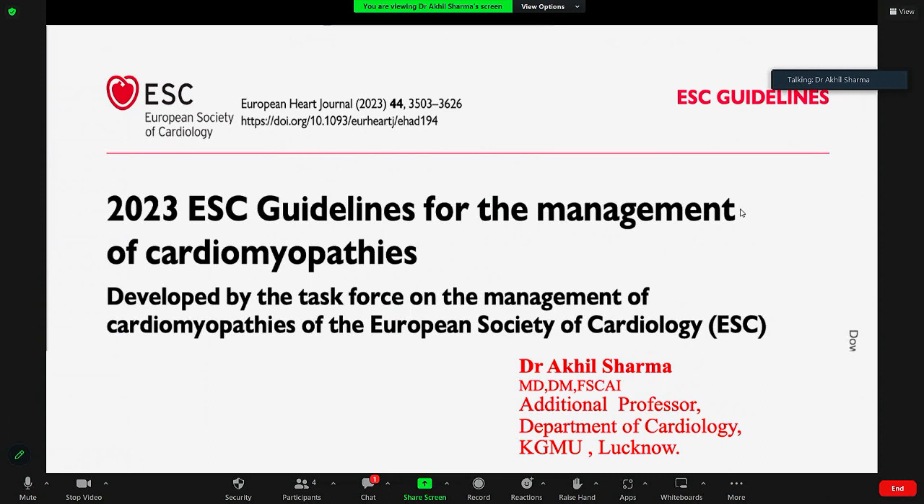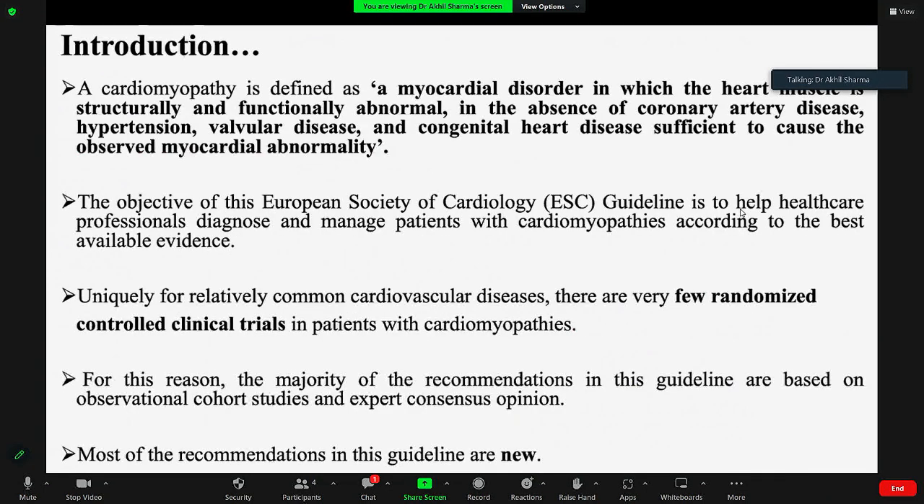Today, my topic is just to give an overview of the 2023 ESC guideline on the management of cardiomyopathies. As my chairperson already mentioned, it's difficult to summarize the guidelines in 20 minutes, and these are the first guidelines. These are not an update. This is the first guideline about cardiomyopathy management given by any international society. So just bear with me.